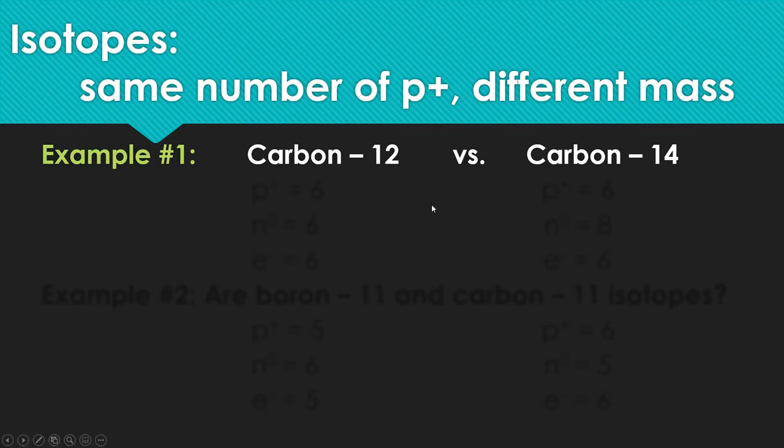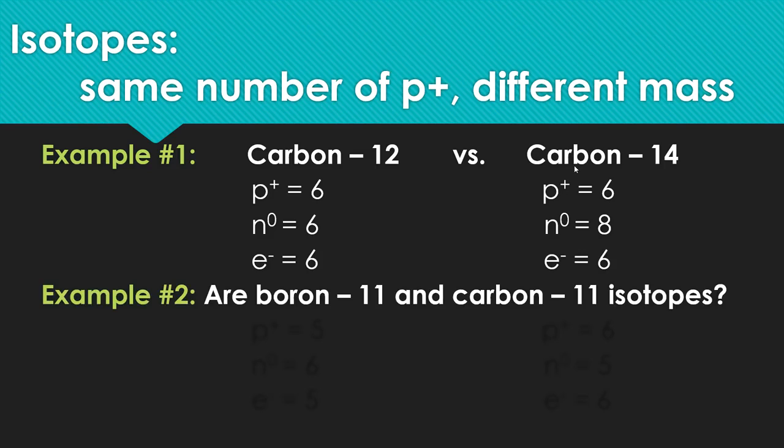Okay, is carbon 12 versus carbon 14, which of these are isotopes or different atoms? Carbon 12 and carbon 14 are both the same element, therefore they are isotopes. They have the same number of protons. It's the neutrons that make them different, and therefore these are isotopes. They will behave in similar fashion because of their protons being the same.